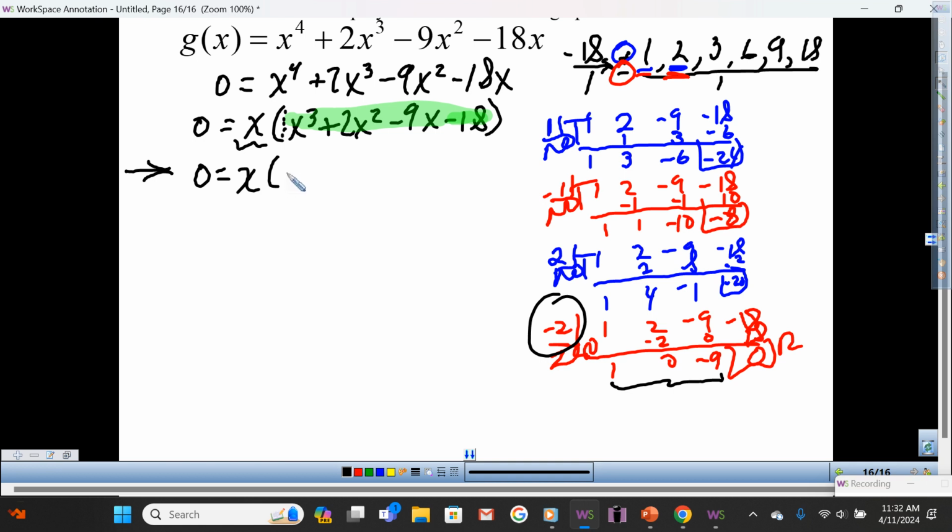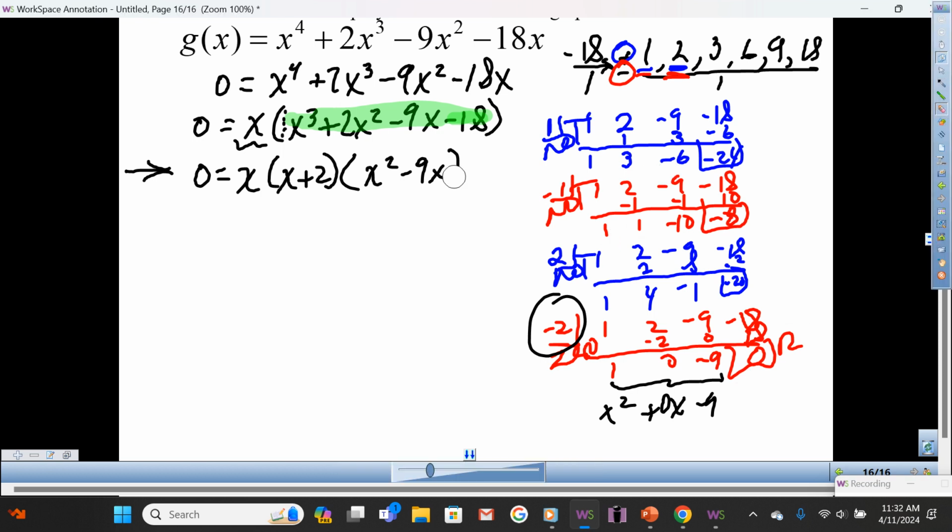X plus 2. X squared minus 9x. So this is x squared plus 0x minus 9. Oh, minus 9. My bad. Minus 9. Yeah, you can write it like this as well since there's no x. All right. Not bad at all.